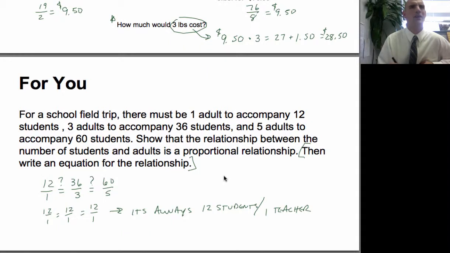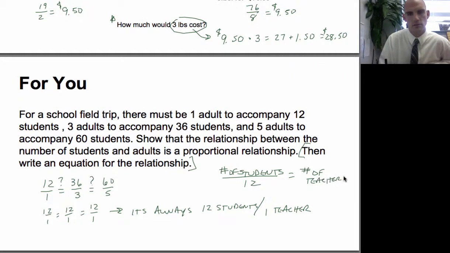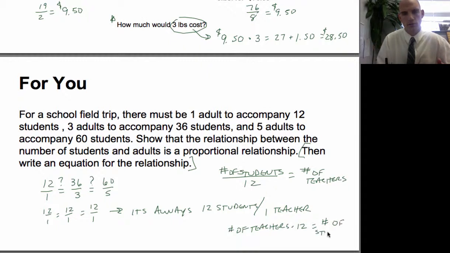Well, basically they're saying, well, how can I figure out how many students there are, how many teachers? Well, if I take number of students, divide by 12, it's going to give me number of teachers, right? So I could say number of students divided by 12, that would be number of teachers, or number of teachers times 12 equals number of students. Okay, that's basically how that works.